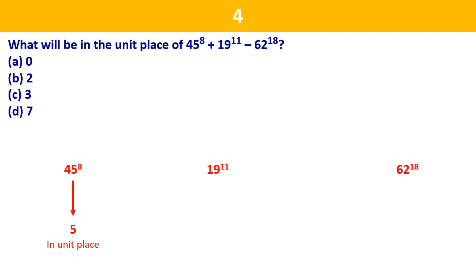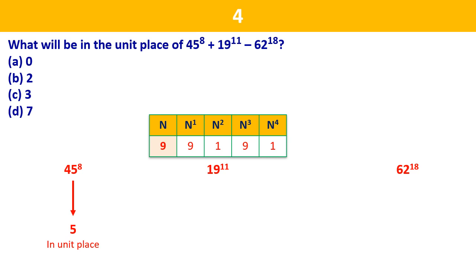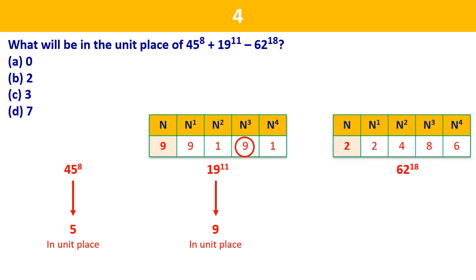9 to the power of 11, 9 to the power of any odd number will always give you 9 in the unit place. Okay, so the second number will have 9 in its unit place. And the third number is 62 to the power of 18. So if we consider the power cycle of 2, it is 2486 like this. So the number 2 is having a power of 18, means it is in the form of 2 to the power of 4k plus 2. So the cycle will stop at the second power and 4 will appear in the unit place.